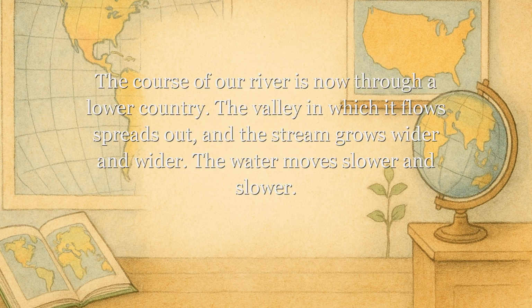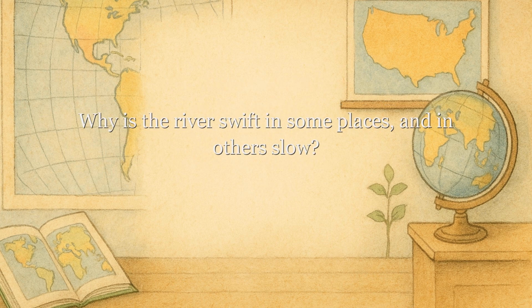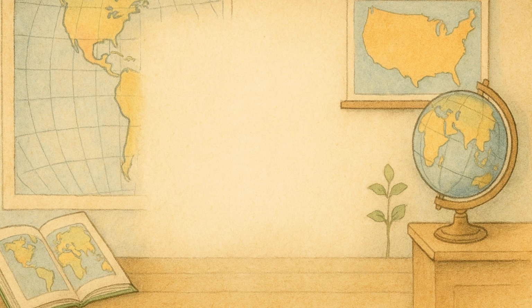The course of our river is now through a lower country. The valley in which it flows spreads out, and the stream grows wider and wider. The water moves slower and slower. Why is the river swift in some places and in others slow?